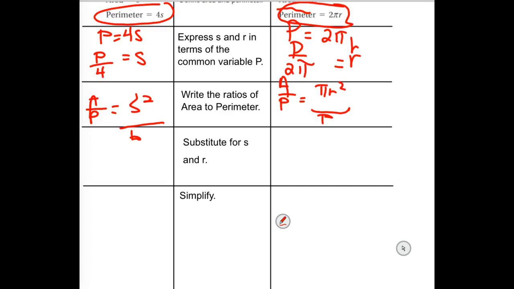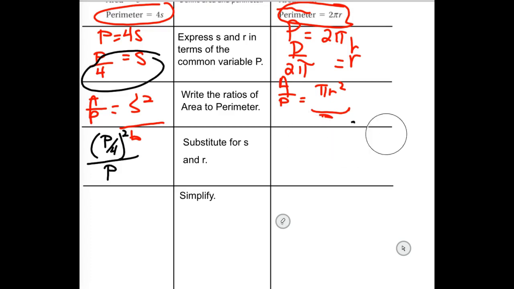The next step is to substitute the expressions we came up with for S and R so that we can get those S's and R's out of our ratio. So I'm going to take S equaling P divided by 4 and replace S with that. So I get S squared, which we said is P divided by 4, squared, divided by P. I just replaced S with P divided by 4. On this one, I'm going to replace R, so I have pi times R squared, and R we said was P divided by 2 pi, squared, divided by P. So I set up an area to perimeter ratio, but I'm swapping out the S's and R's for an expression that has P in it.